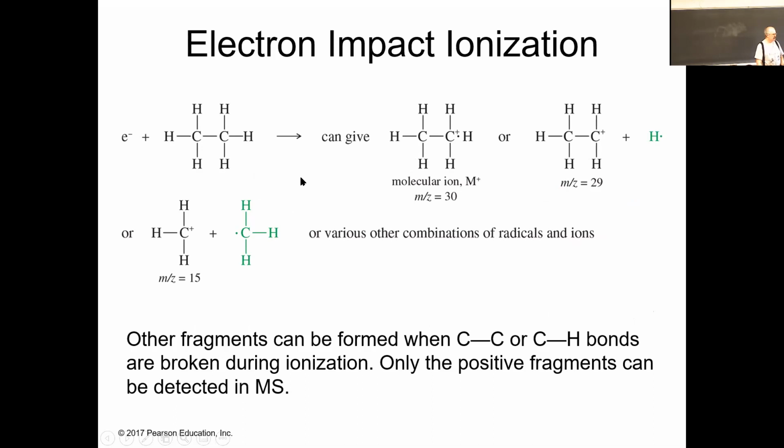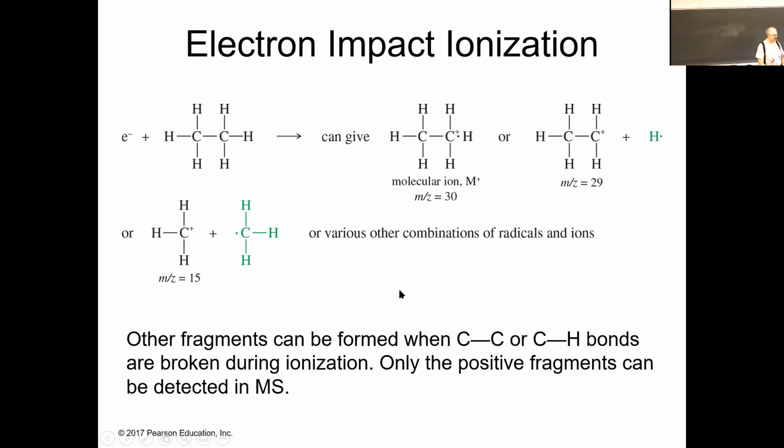Okay, here's an electron impacting ethane. Okay, so that gives the molecular ion, that's just ethane minus an electron. And we can also get an ethyl cation, okay, when this hydrogen atom breaks off.